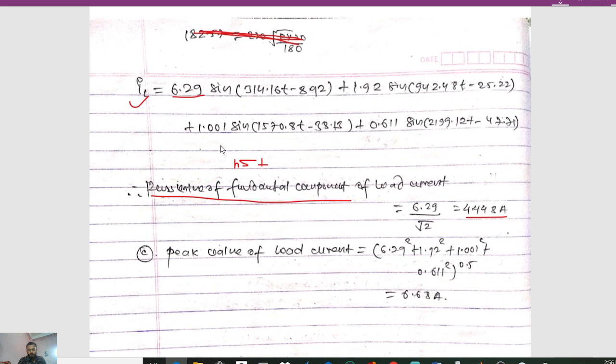And the peak value of load current will be the root of the square of this value plus the square of this value plus the square of this value plus the square of this value. So we can write (6.29 squared plus 1.92 squared plus 1.00 squared plus 0.611 squared) to the power 0.5. Once you solve this, you will get 6.68 ampere.